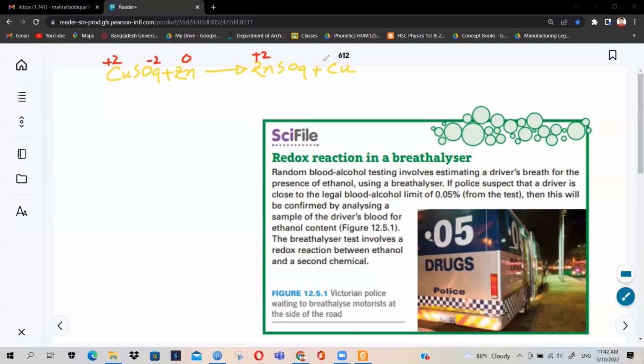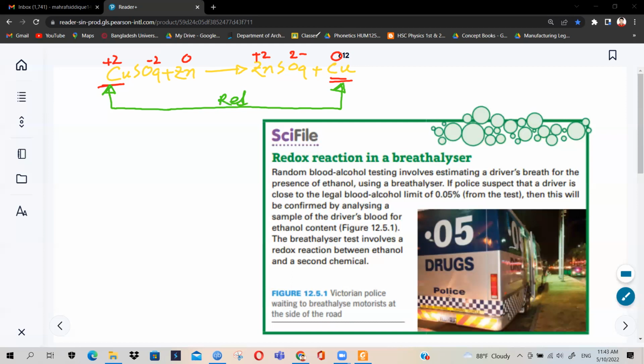Plus Cu 0. Cu 0, and you have missed one thing. Oh, SO4 2 minus. Okay, now let us try to identify what will be our reduction part and what will be our oxidation part. See, copper was +2 here and 0 here. That means copper has gained electrons. In case of gaining electrons, what do we call this process? Reduction. Reduction is gain. Yes. Okay, all right, so this will be our reduction.